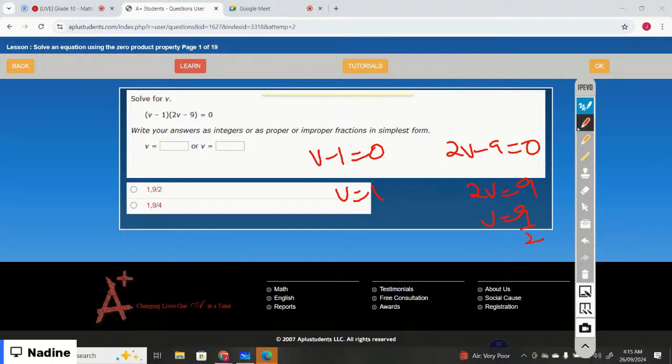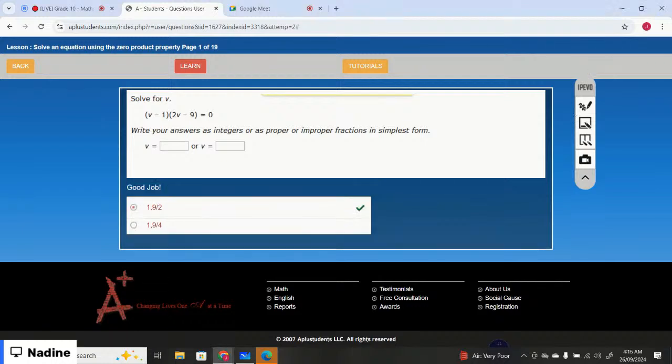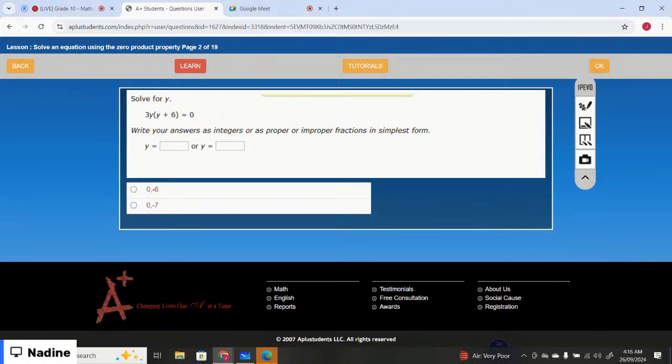Okay, the next one is solve for y. 3y times y plus 6 equals 0. So which is the correct option?